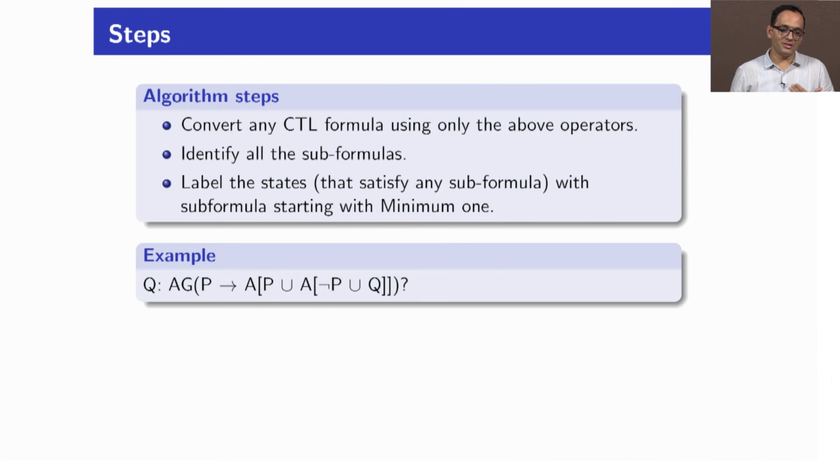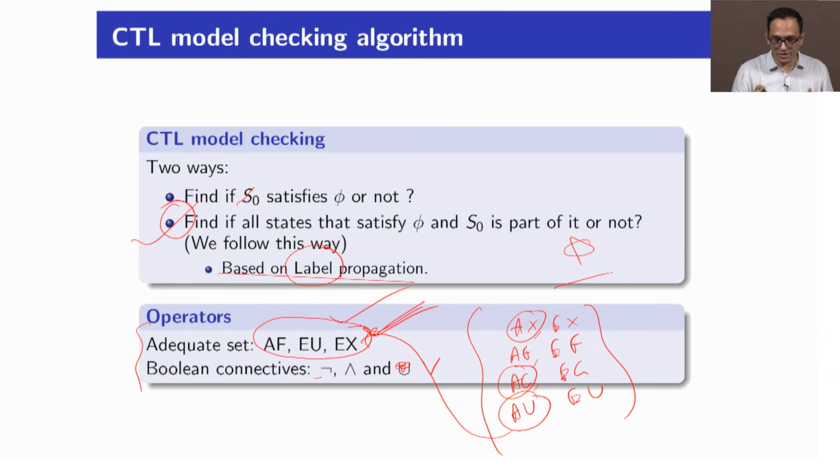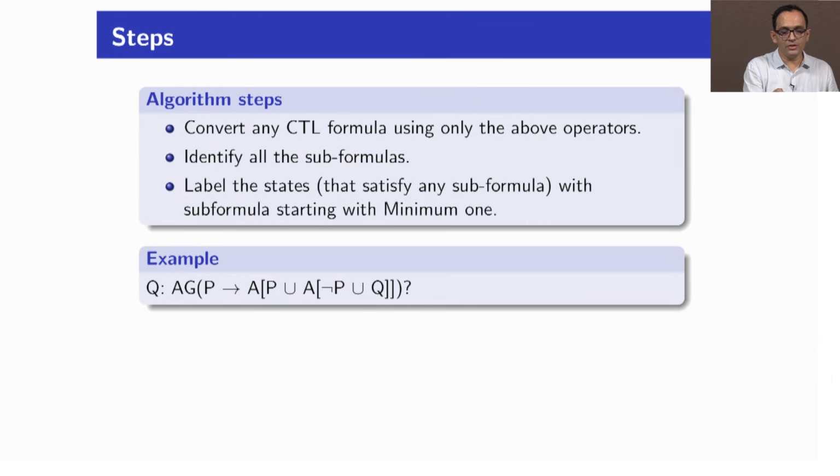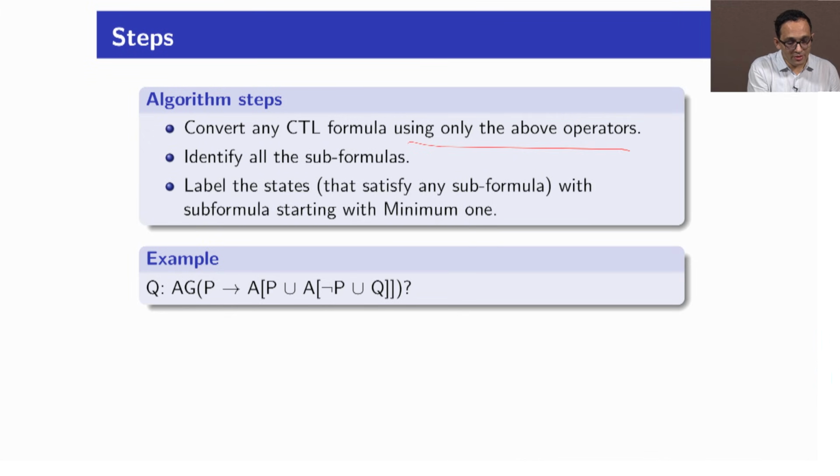So, how does this leveling algorithm work in general? If the formula has other operators like A, U, E, G and all, we will convert them into only using the adequate set. Those conversion equivalences we have already discussed in the last class. Now, you might be given a very big formula like this, right?